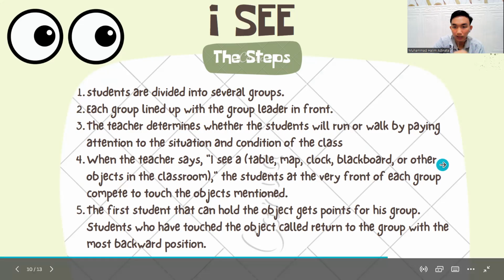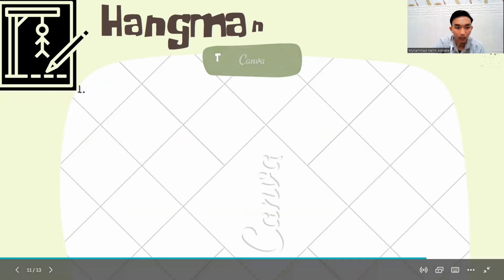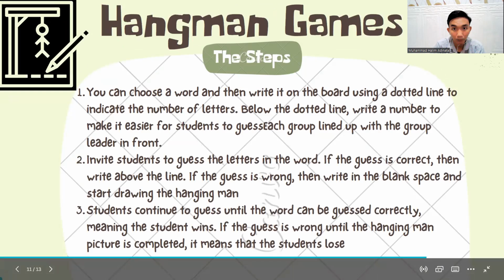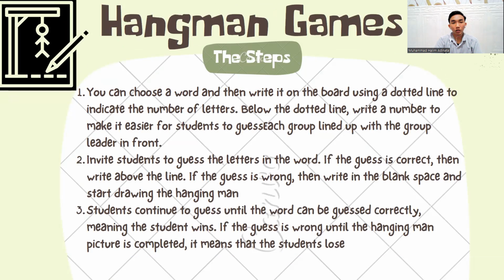Okay, let's move to the next game. Next game is about hangman games. The steps of hangman games are: the first is you can choose a word and then write it on the board using a dotted line to indicate the number of letters. Below the dotted line or the blank line, write a number to make it easier for students to guess.